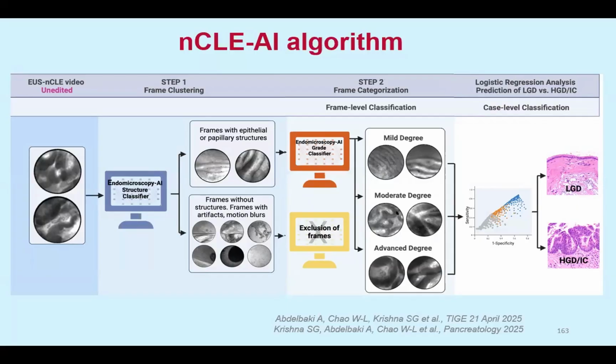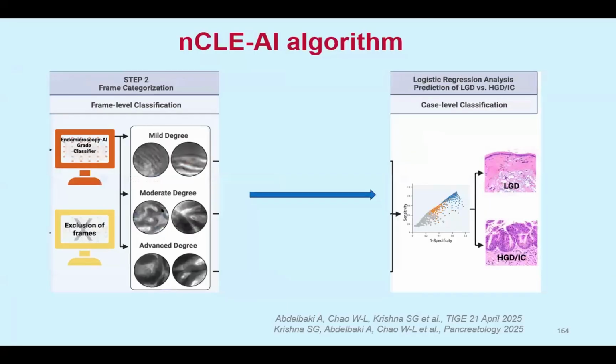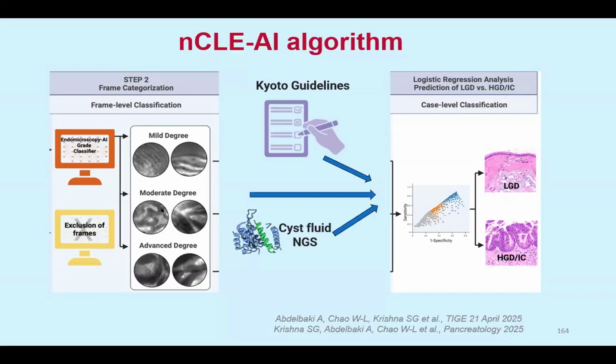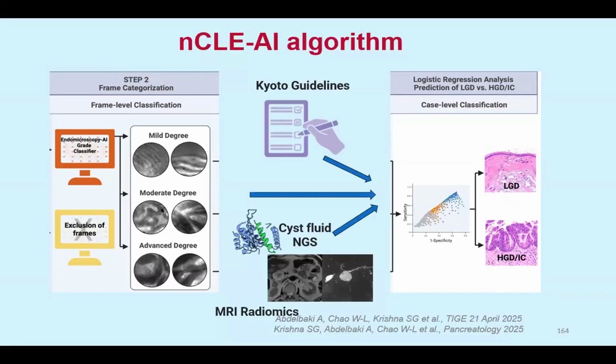There is a very specific reason why we devised it this way for now, because when you have multiple variables, solving a puzzle, low grade versus high grade, it's like a jigsaw puzzle. You have multiple pieces and every piece matters. So with this modeling, you can add the Kyoto guidelines, you can add cyst fluid molecular analysis, you can add MRI data, MRI radiomic data, and then you can get a much better classification with the model.